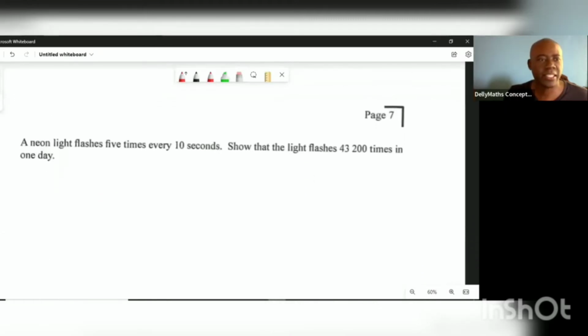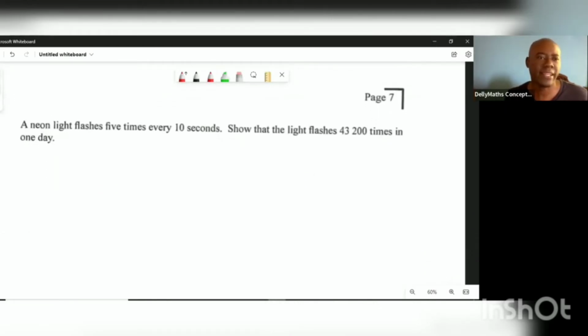Question. It says a neon light flashes 5 times every 10 seconds. So if you look at this, 5 times every 10 seconds, show that the light flashes 43,200 times in one day.